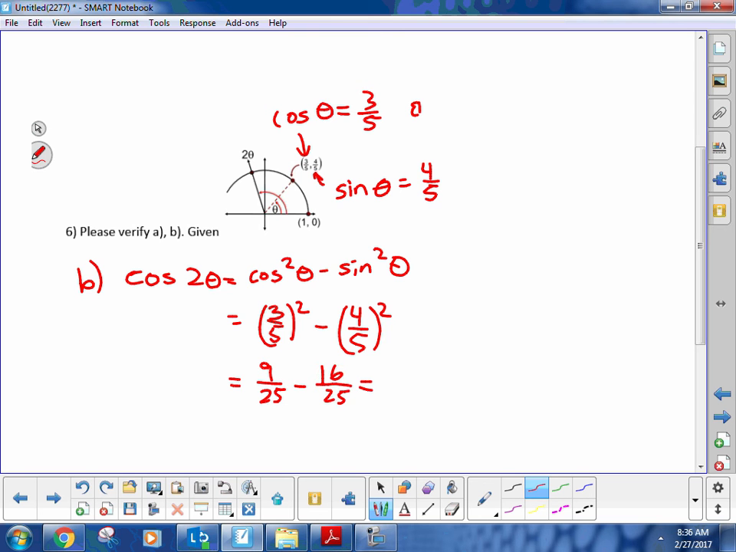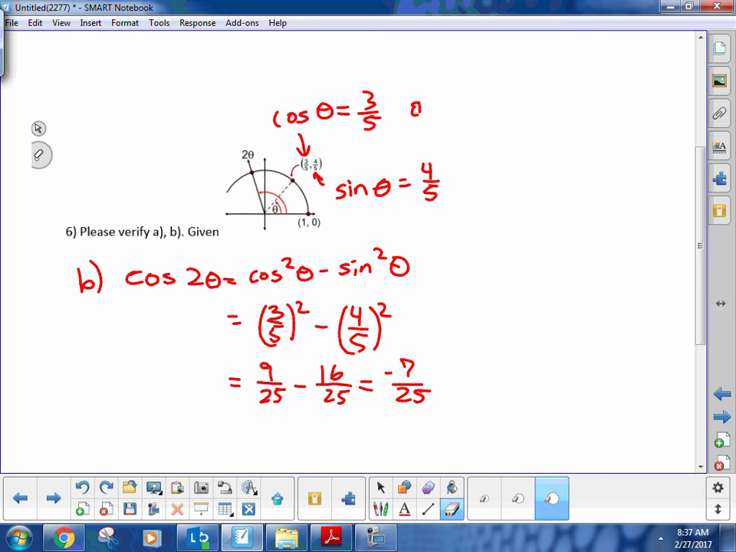So what we discover from this, 9 minus 16, I love the fact that with a lot of these double angles, you get a common denominator automatically. So I'm going to take 9 and subtract 16 and get negative 7 over 25 as a solution. So that's what we end up getting.